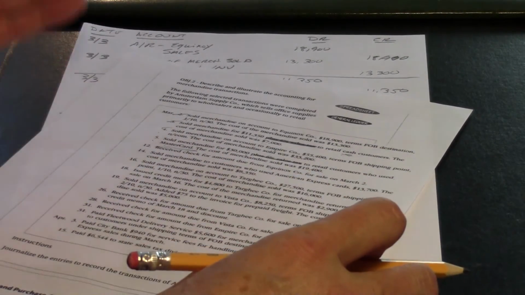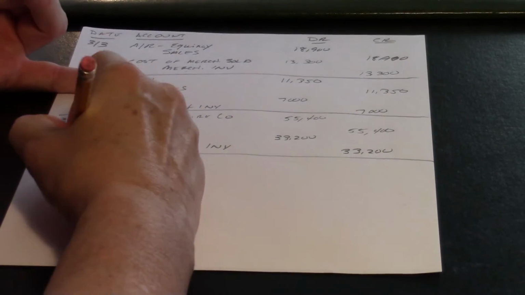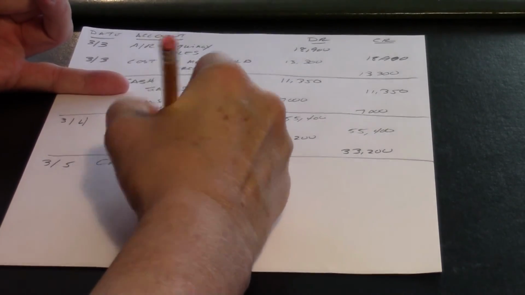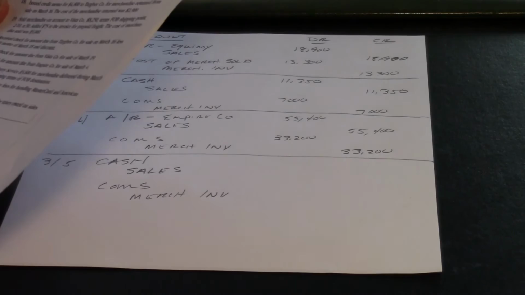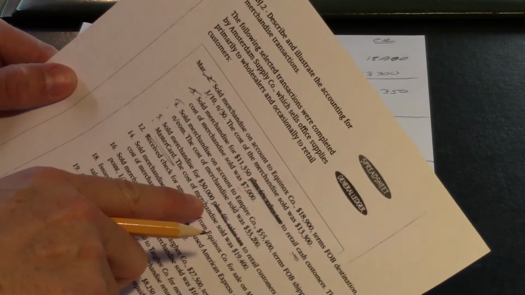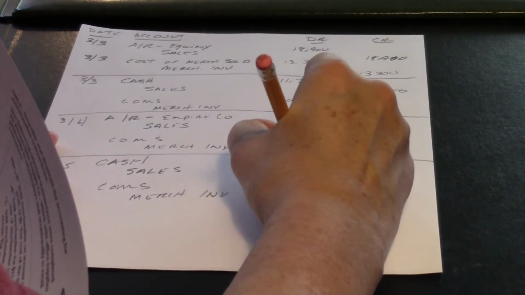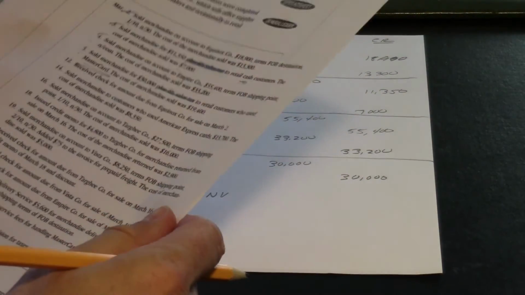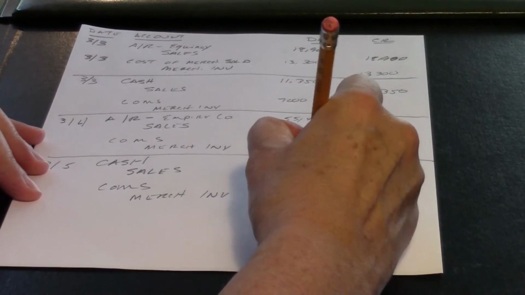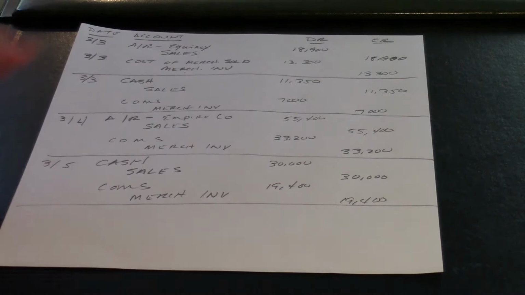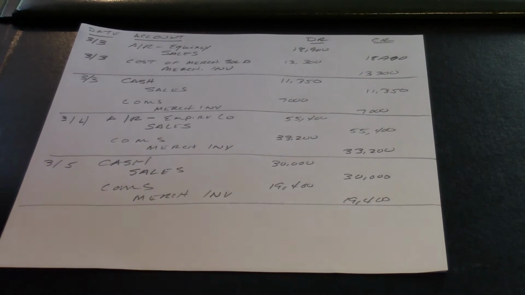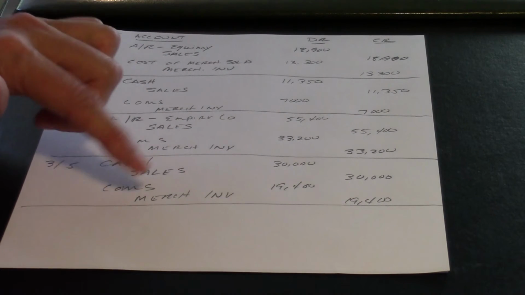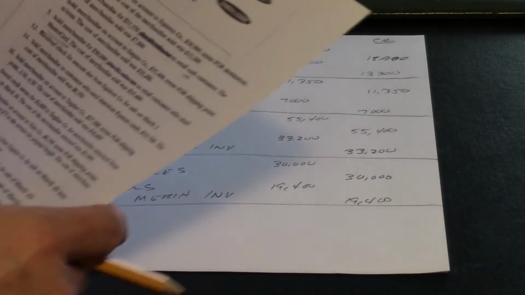So that's going to be just like this one, cash and sales. That's on the 5th. And of course, we're going to have cost of merchandise sold and merchandise inventory. And that amount is 30,000, right? 30,000 is what the sale was. Cost of merchandise sold, 19.4. Okay, there you go. So hopefully you've got this down. Every time there's a sale, you have either an account receivable and a sale, or cash and a sale. And whether it's account receivable or cash sale, every sale is going to have cost of merchandise sold and the inventory reduction.